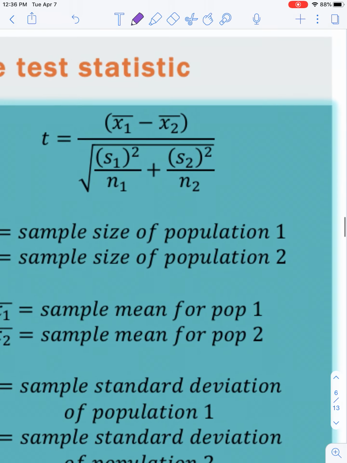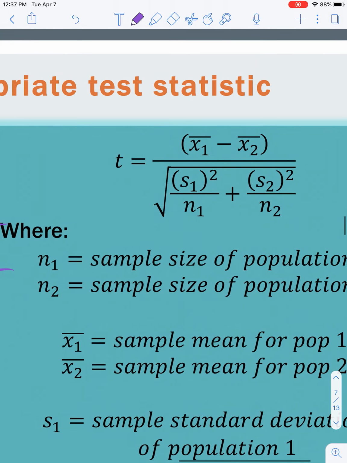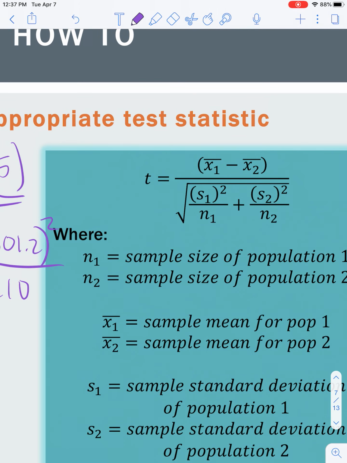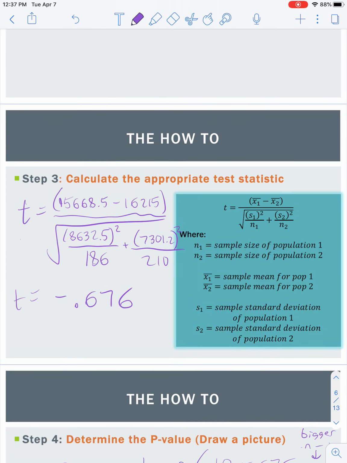So here's our new test statistic. Pretty straightforward, all a bunch of letters that you're familiar with. We've got our n1, n2, x1, x2, etc. This formula kind of looks like the proportion one. You just have to take the information from the first population, plug it in, and take the information from the second population and plug it in. So you'll see that I have already done that.